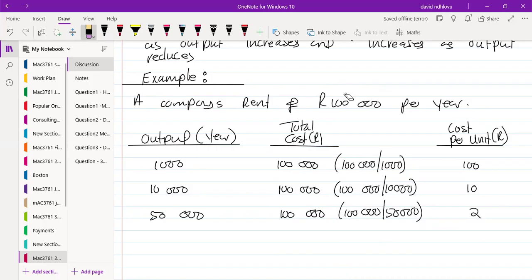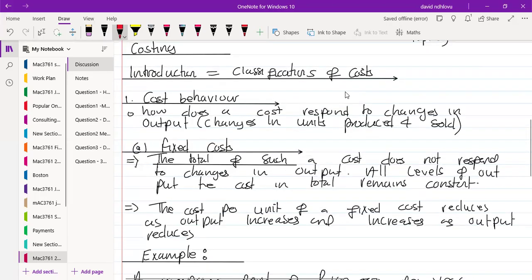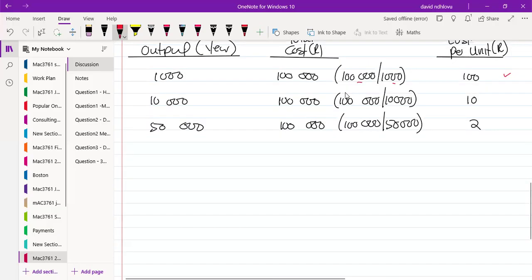If we produce less, then we are spreading the fixed cost over a fewer number of units, and our fixed cost per unit will be higher, and therefore make our production expensive if the variable costs are consistent, if there is no change in the variable cost. So this is the behavior of a fixed cost. And let's be reminded also that a fixed cost is usually fixed within the relevant range. Let me explain that.